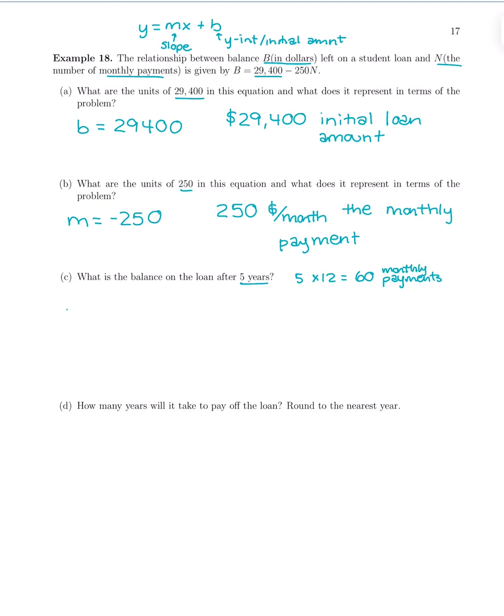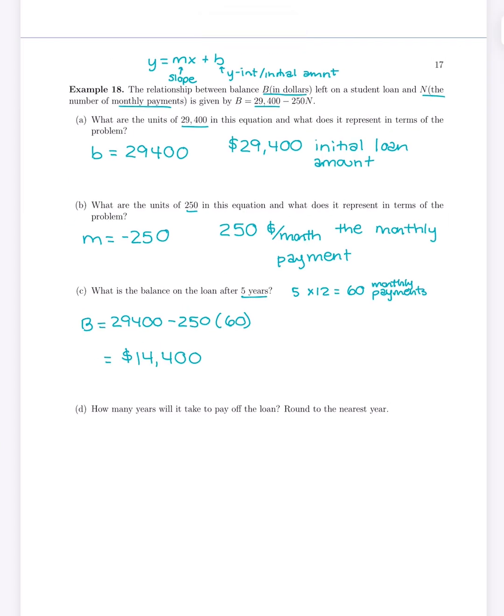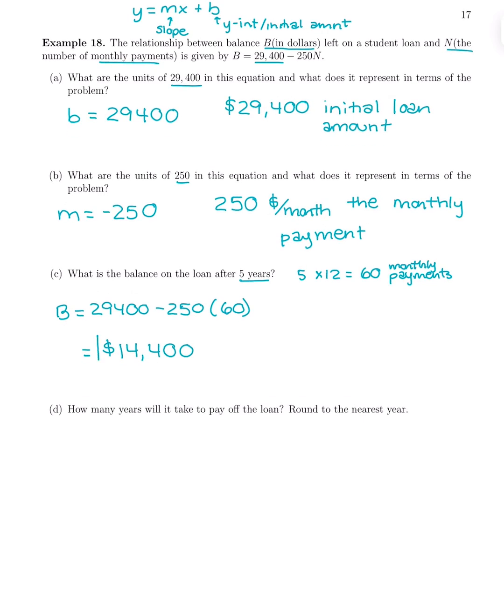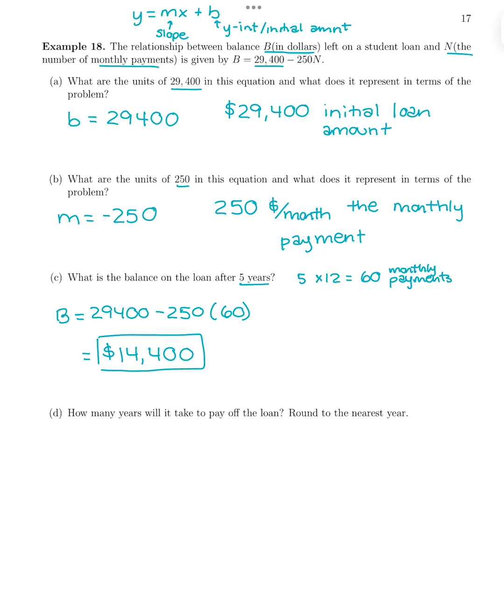I want to see what's happening with their balance. It was initially $29,400, but they have paid down $250 per month for 60 months in 5 years. So they have $14,400 as their loan balance. As long as we have units on it, we are good to go. So 14,400, and that's in dollars. So obviously after 5 years, they are still in debt.